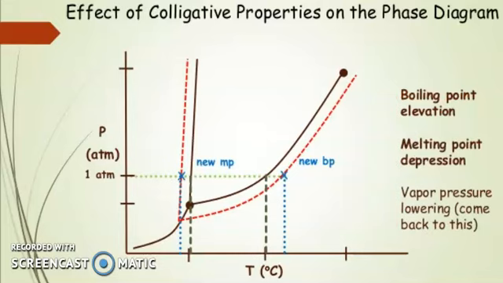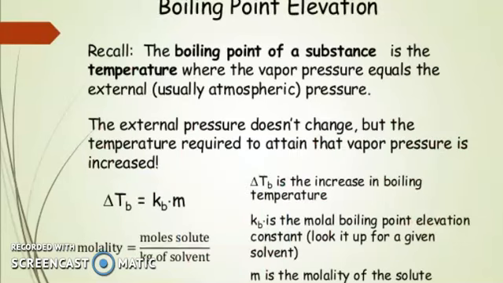Now you can see another phase diagram of colligative properties: boiling point elevation, melting point depression, these two parameters, and vapor pressure lowering, we will come back to this. You can see the new boiling point and new melting point. Initially it was something, now there is elevation in boiling point, a new boiling point, and a new melting point. That is very important, because the boiling point and the melting point are very important quantities.